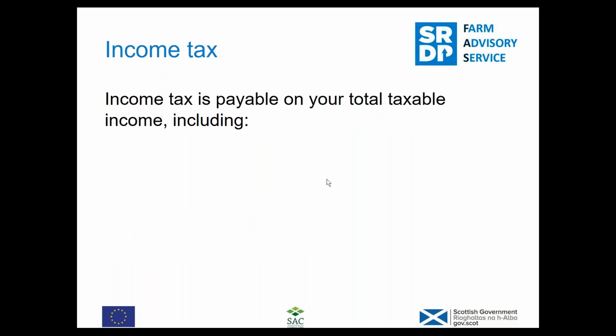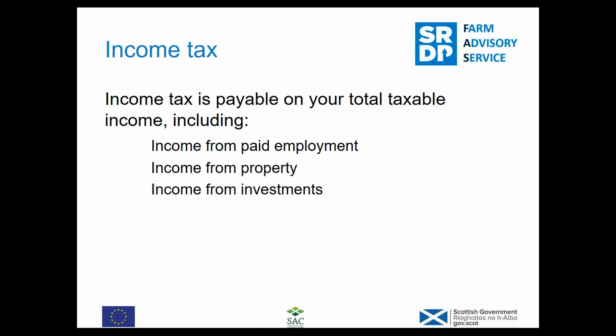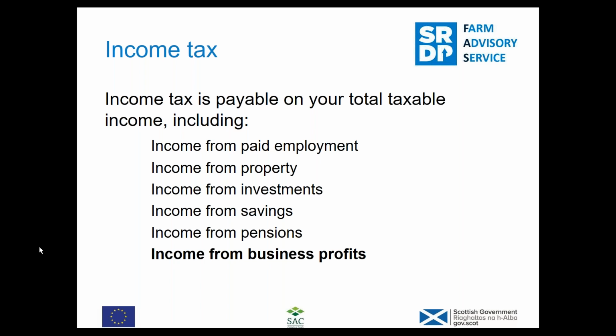So coming back to income tax, theoretically all your income from employment, savings, pensions, etc. needs to be declared. So employment, property income, investment income, savings income, so interest that you earn, pension income, and income from business profits. But there are a few get-outs which mean that everybody doesn't end up having to do a tax return. Somebody who earns £4.25 in interest on their savings account, who doesn't have a business, wouldn't need to do a tax return.